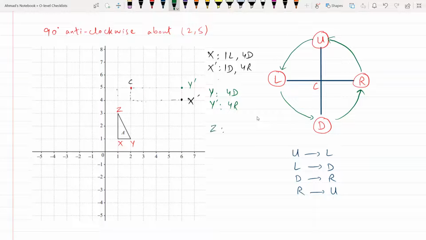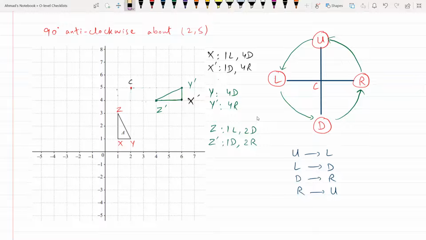Then you finally do Z. Z from the center of rotation, that is 1 left and 2 down. So that's 1 left and 2 down. Z bar कहाँ चला जाएगा? Left कहाँ चला जाता है anti-clockwise rotation में? Down पे. So that's 1 down. और down कहाँ चला जाता है? Right पे. So that's 2 right. So center से you go 1 down and 2 right, and you get this point here, that is your Z bar. That is going to be a rotated figure when you join these points, X bar, Y bar, and Z bar. So that is the rotated figure about this center of rotation.